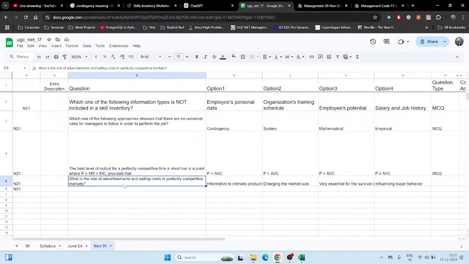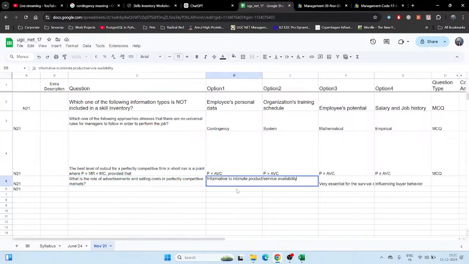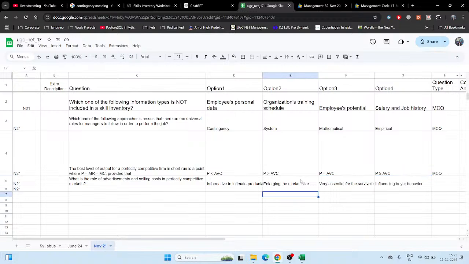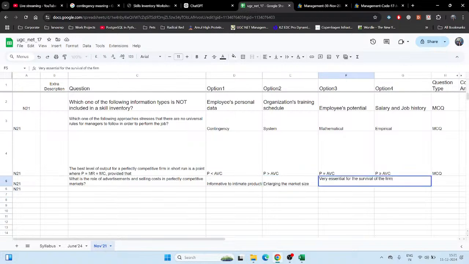What is the role of advertisements and selling cost in a perfectly competitive market? Information to intimate product service. Enlargement of the market? The market says no, it cannot be. You don't have that kind of money to enlarge the market size. It is a perfect market. Everyone has information. Buyers and sellers both have information about everything. Very essential for the survival of the firm?